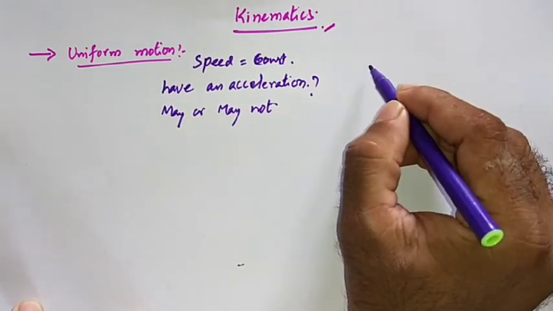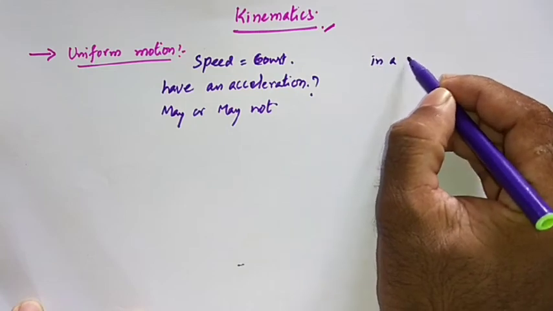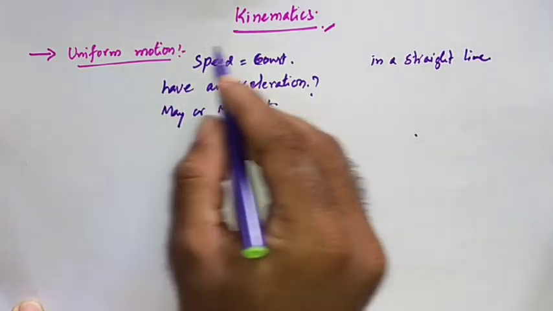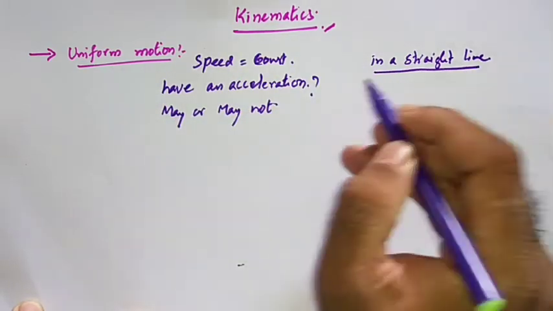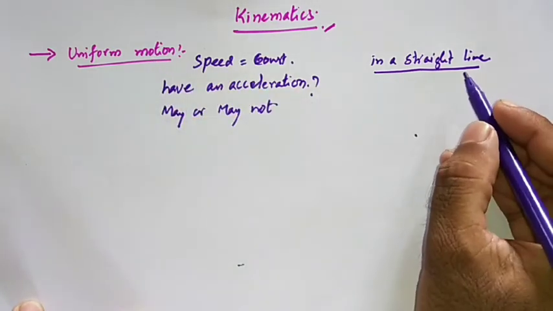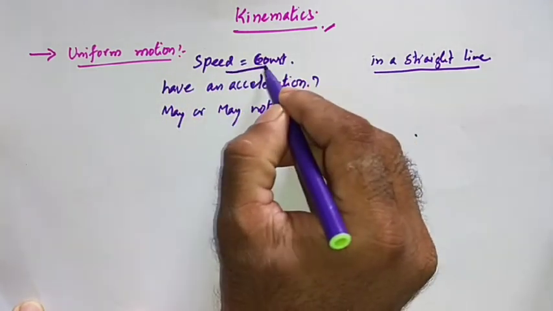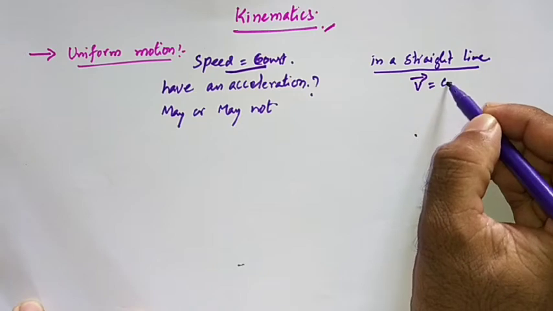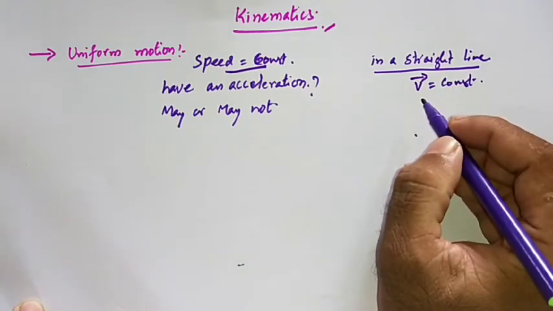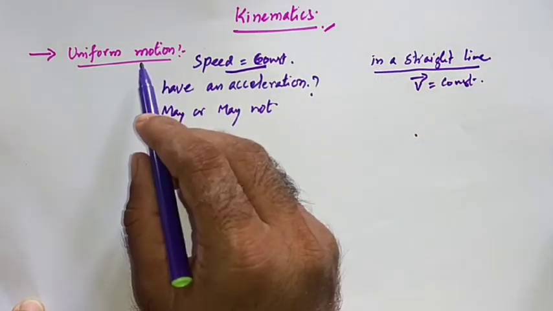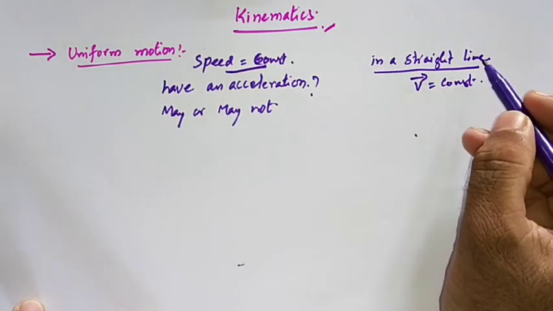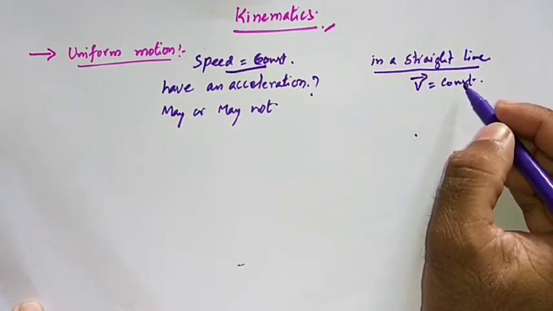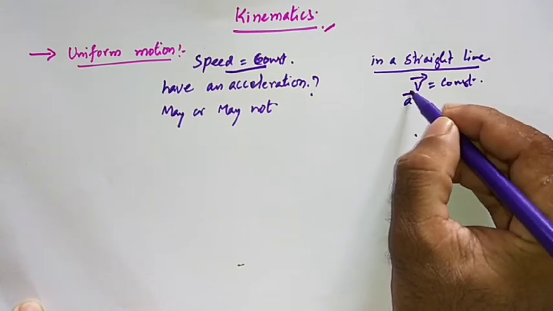For example, if a body moves in a straight line with uniform motion, then uniform motion means speed is constant, and straight line means the direction is constant. Therefore, in this case, velocity is constant. So if the body performs uniform motion in a straight line, speed and direction are constant, that is, velocity is constant.